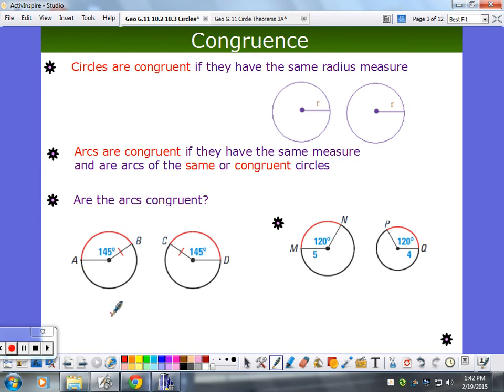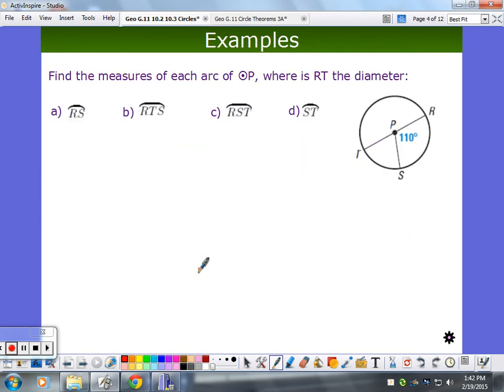Okay. So looking at a couple of examples here, in the middle of the page, hopefully you can find it there. Find the measures of each arc of circle P, where RT is the diameter. So this is the diameter, here's the center. Whenever I do these, the first thing I do is mark my diagram. So if this is a diameter, and diameters make semicircles, well, what's this entire angle going to be?